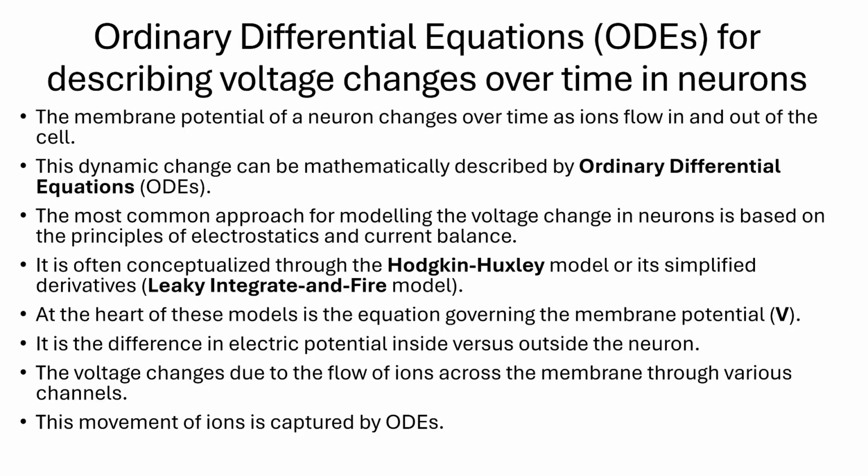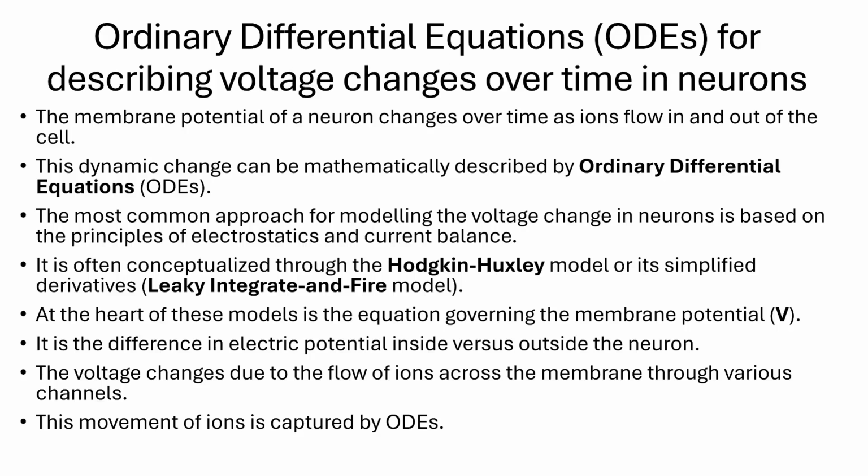Let's start with the ordinary differential equations for describing voltage changes over time in neurons. The membrane potential of a neuron changes over time as ions flow in and out of the cell. This is what we saw in the theoretical part. This dynamic change can be mathematically described by ordinary differential equations.